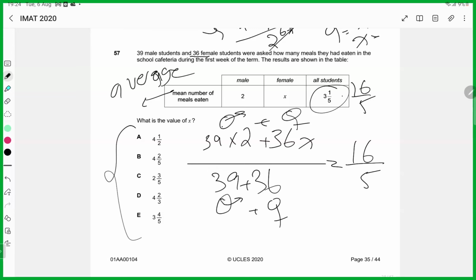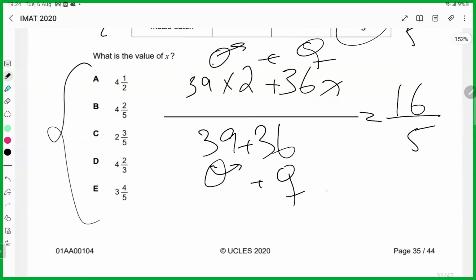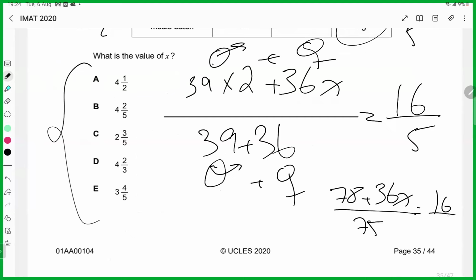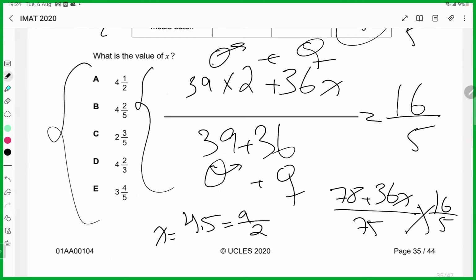And then we end up with 78 plus 36x over 75 equals to 16 over 5. We do the cross multiplication. We end up with x equals to 4.5 or 9 over 2. 4.5 is the same as 9 over 2. Which of these was 9 over 2? Was the first one, so the answer is A.